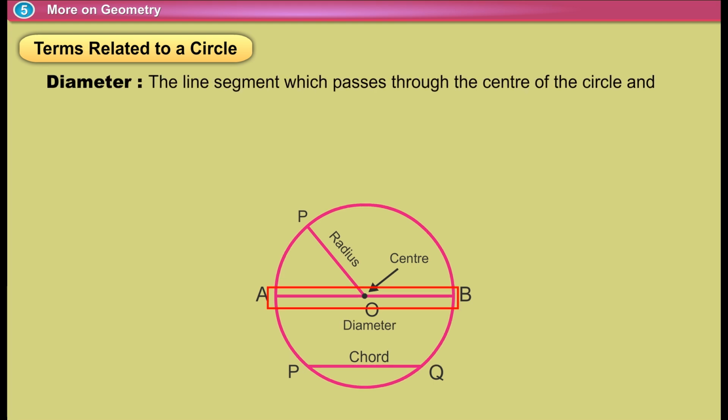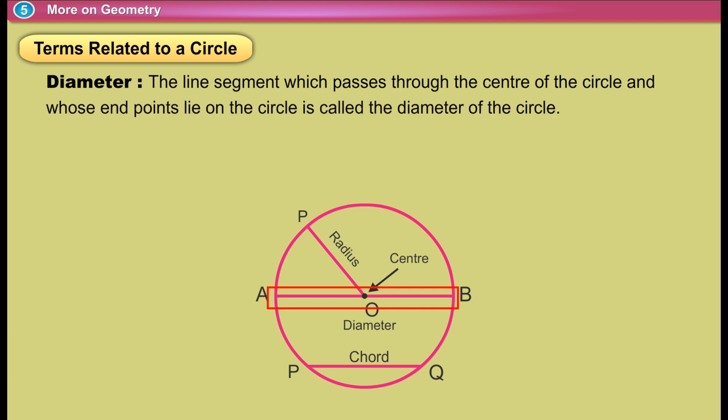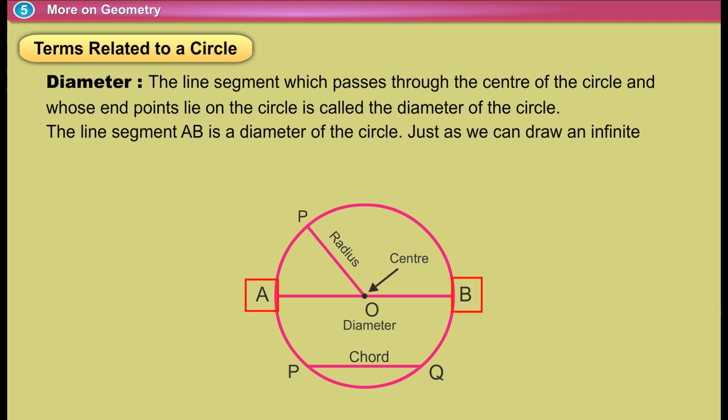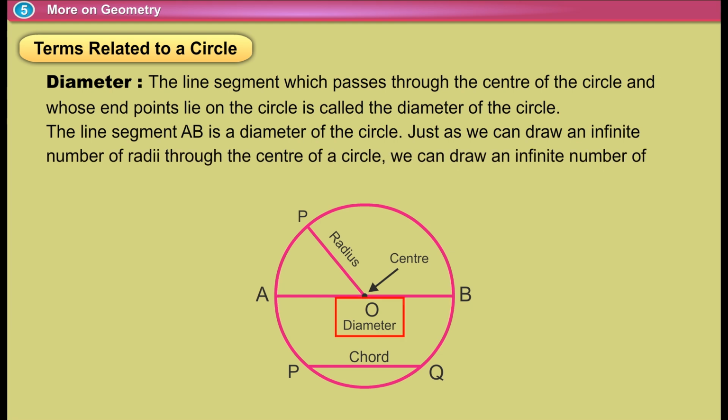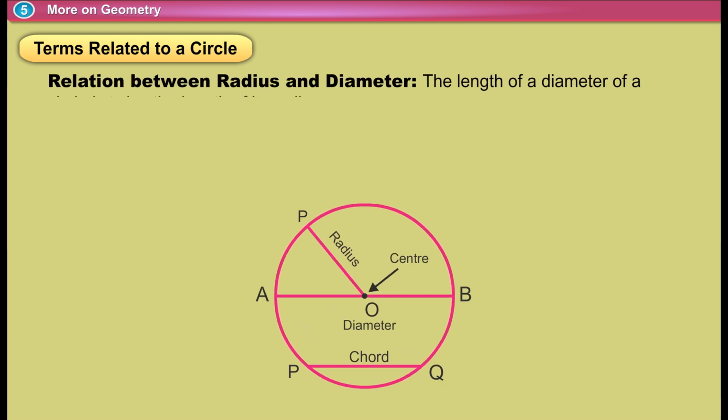Diameter. The line segment which passes through the center of the circle and whose end points lie on the circle is called the diameter of the circle. The line segment AB is the diameter of the circle. Just as we can draw an infinite number of radii through the center of a circle, we can draw an infinite number of diameters. Relation between radius and diameter.